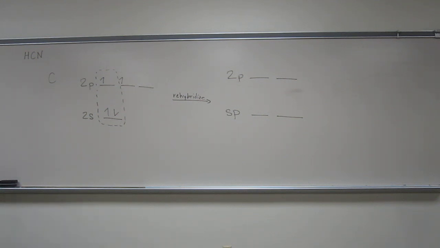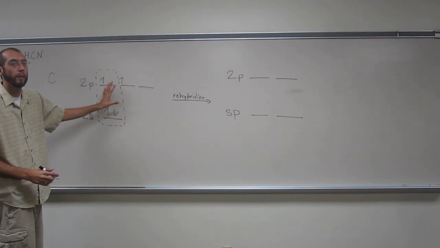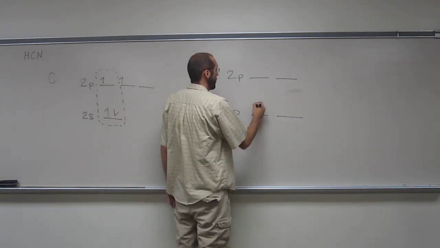Because a triple bond is what? Three bonds, right? But two of them are made by what kind of orbital? P orbitals, right? So let's fill this stuff up. So how many electrons do we have going in? Four, right? So how are they going to fill?